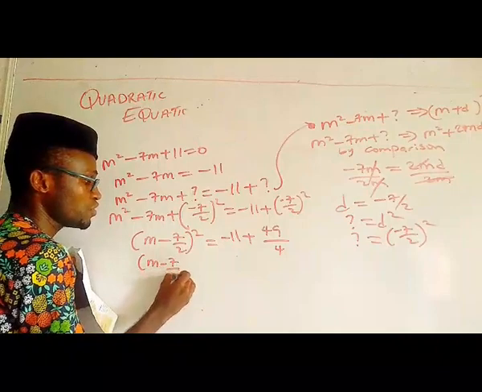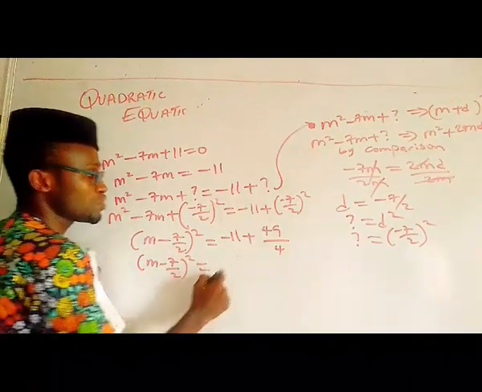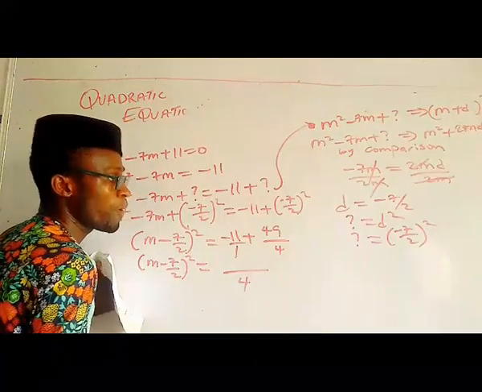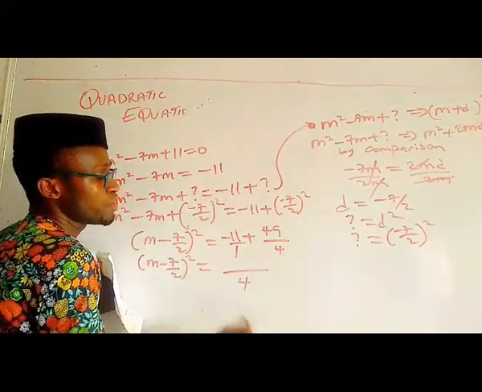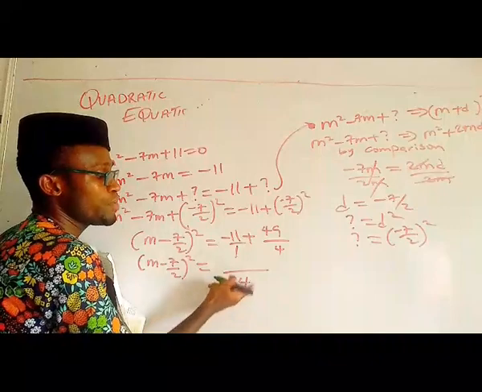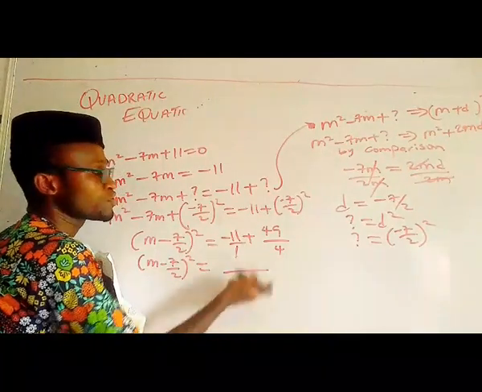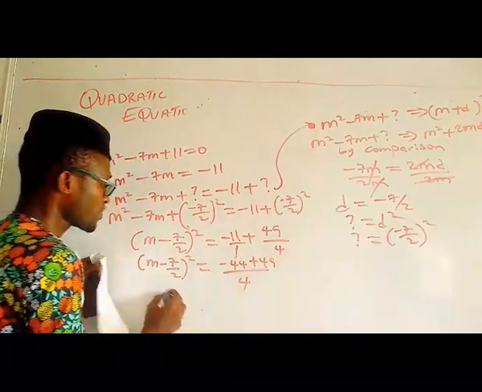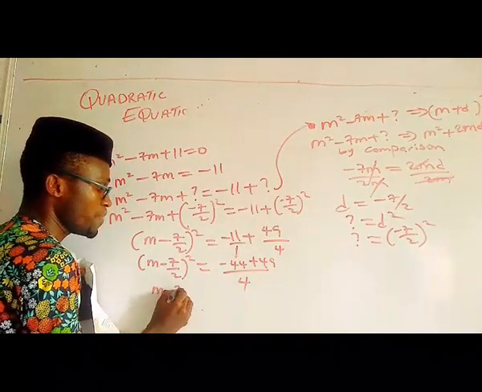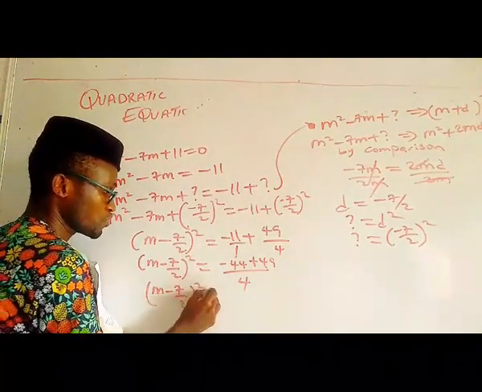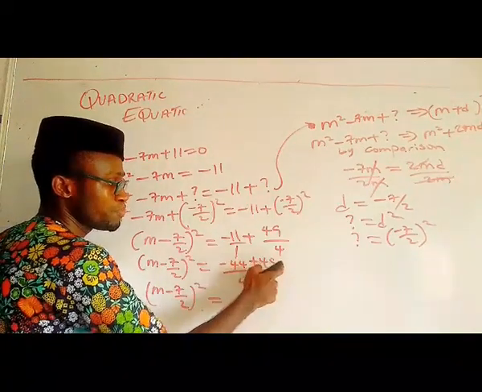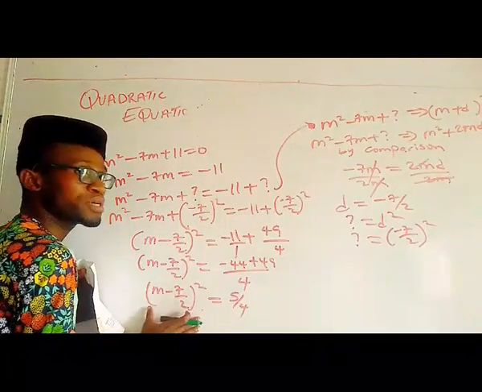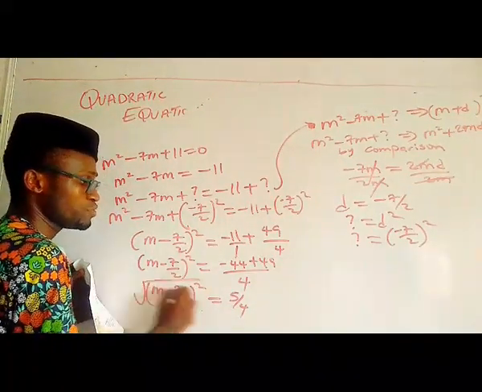Now, if that is done, we have m minus 7 all over 2 squared is equal to the LCM of 4 and 1, which will give us 4. So 4 times, how many 1s do we have in 4? That's 4. So 4 times this will give us minus 44 plus 49. So m minus 7 all over 2 squared equals this plus this, which will give us 5 all over 4.